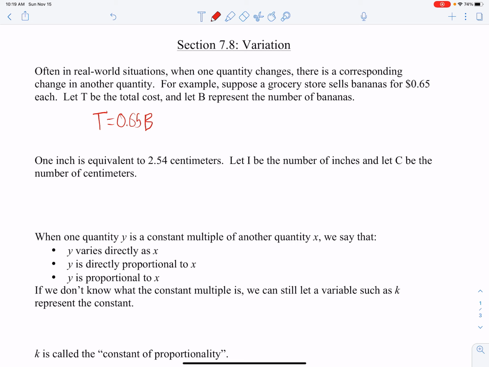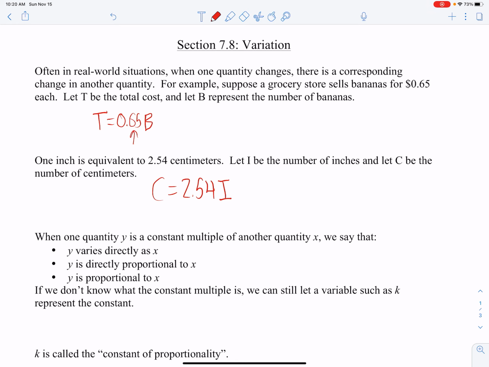Or suppose we have this one. An inch is equivalent to 2.54 centimeters. And if I is the number of inches and C is the number of centimeters, the number of centimeters is equal to 2.54 times the number of inches. This is a kind of situation that comes up quite a bit. When you're converting from one quantity to another one, you have an equation like this, where you have K, or a number. We're going to use the variable K in a minute. You have a number that is a constant multiple. Some people call it a conversion factor. Here we're going to call it in a minute a constant of proportionality.